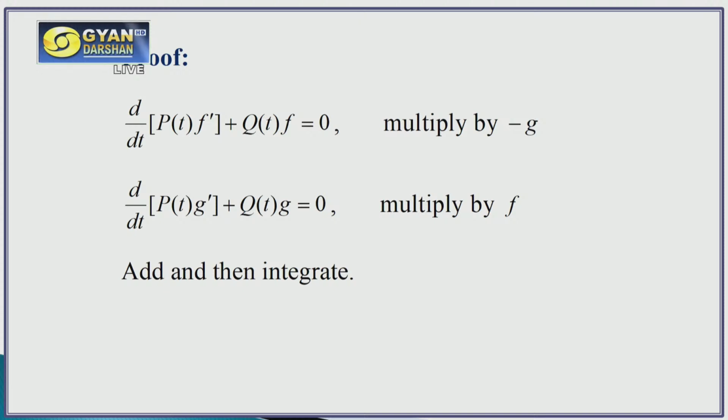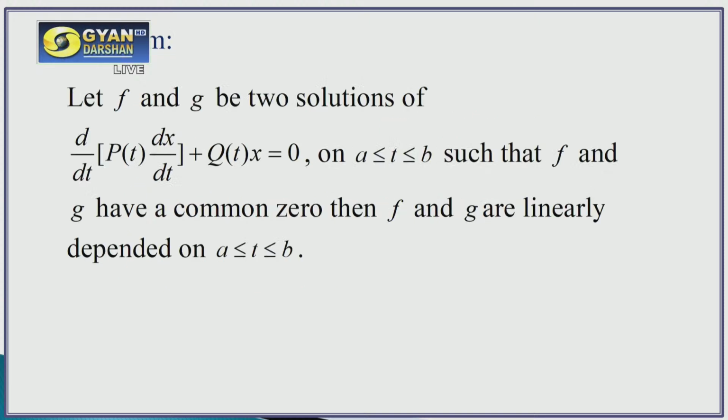In the second equation we have z dash, so we multiply by f, then add them and integrate, which gives the required solution. In the next theorem we prove another important result: let f and g be two solutions of the self-adjoint equation. If they have a common zero, then f and g become linearly dependent.